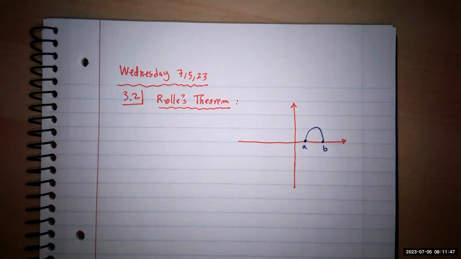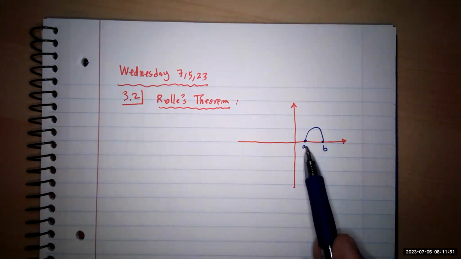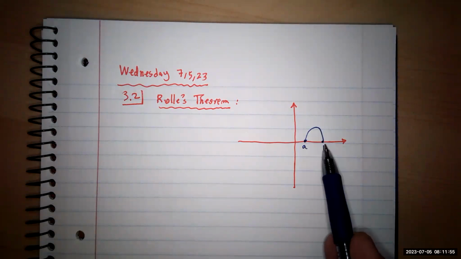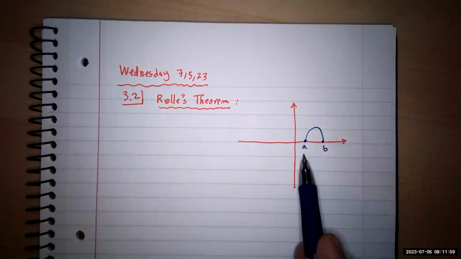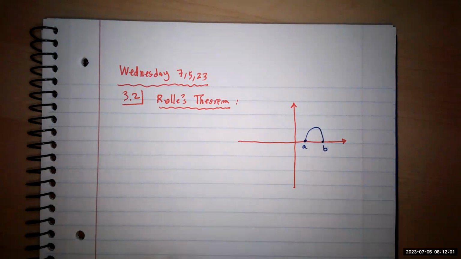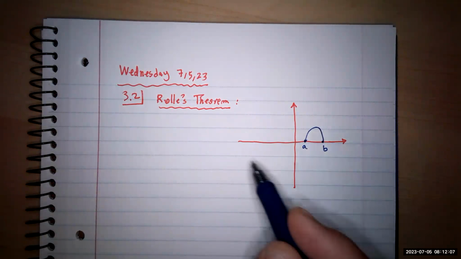Something else that's important for this graph is the intercepts. You see, the intercepts of this graph are going to be A and B. So the y coordinate is 0. So f of A and f of B happen to be equal to 0. Okay, so this function would have 3 conditions. I'll write down the conditions for you.